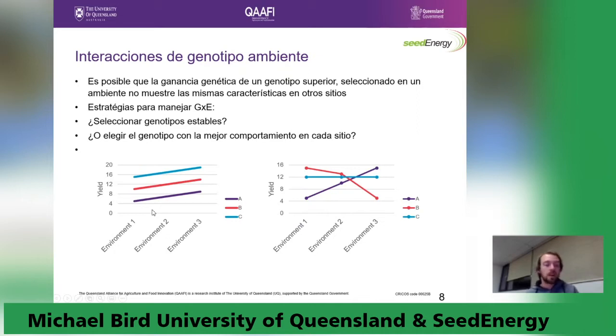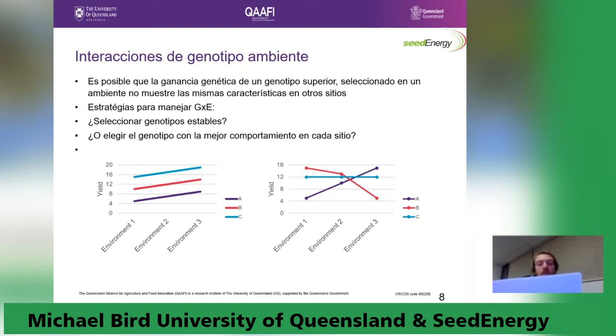However, if there is rank change, as shown in the second image, between environments 2 and 3, then there are two general approaches. One, select for stable genotypes that perform well everywhere, as shown by individual C in the second image. Or two, pick the best individuals for each environment, meaning selection B in environments 1 and 2, but A in the third environment. In this presentation, I will describe G by E by the genetic correlations between assessments.